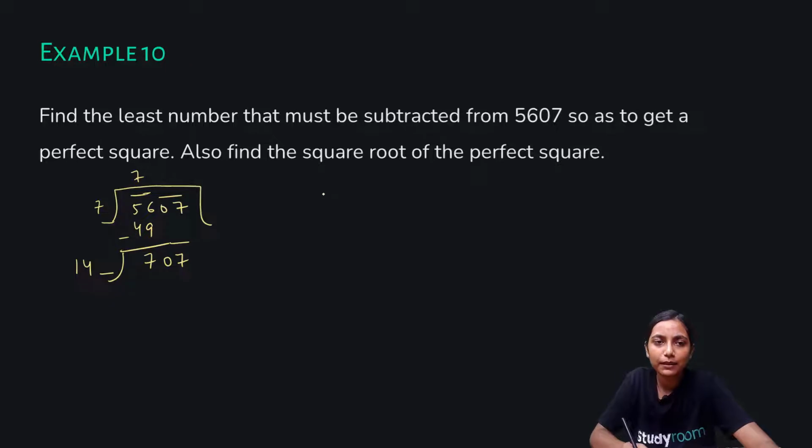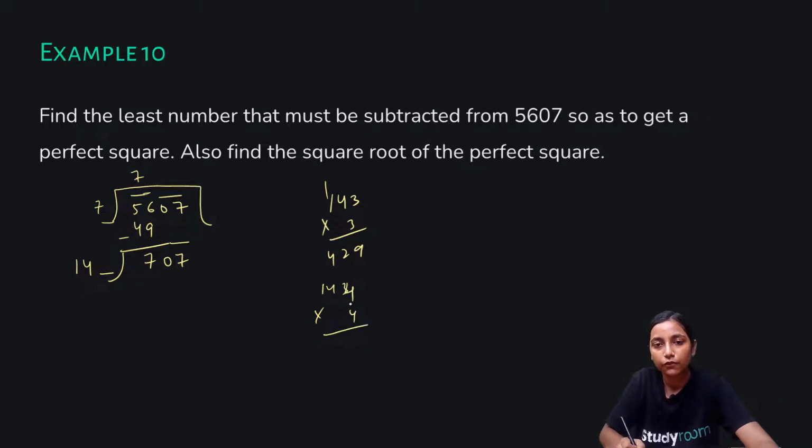Now what if we multiply 143 with 3? We get 3 3s are 9, 3 4s are 12, 3 1s are 3, 4, 429. No, it's less than. Let's try the next digit, that is 144 into 4. 4 4s are 16, 4 4s are 16, 17.